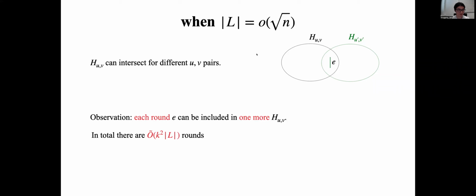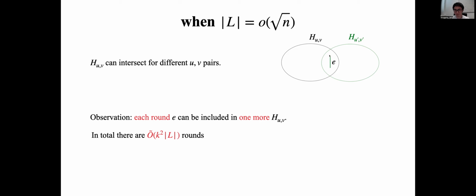There is just one more thing to mention. H_UV can actually intersect for different UV pairs. So what does this mean? If this is the H_UV, it includes the edge HE. There could be another UV pair, U prime V prime, with H_U'V', which also includes this edge HE.